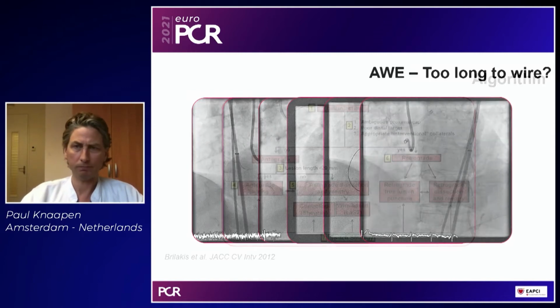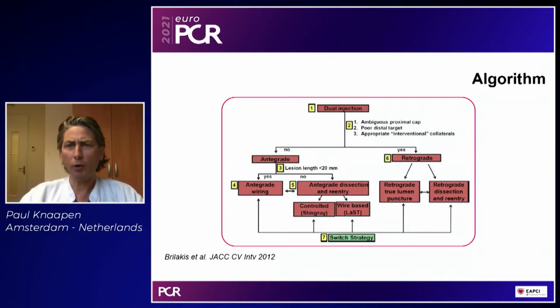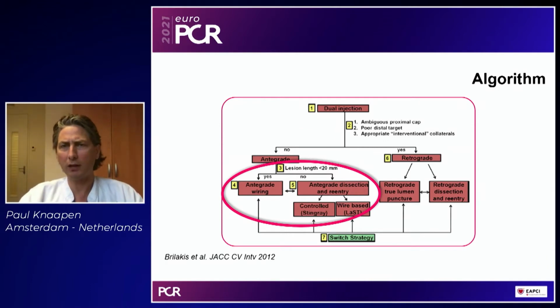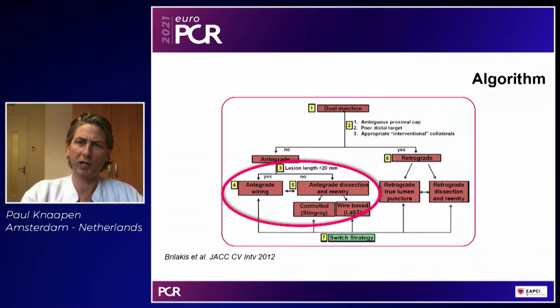So the algorithm that we're used to, whether that be the hybrid or any other algorithm, tells you that if a lesion length is more than 20 centimeters, you should adopt dissection reentry techniques. I think with the evolution of wires nowadays, this is an old scheme. This must be abandoned. Lesion length is, in my opinion, no longer a reason to abandon wire escalation, whether it's antegrade or retrograde. Once you end up in the subintimal space, then convert to dissection reentry, but not beforehand in most cases.